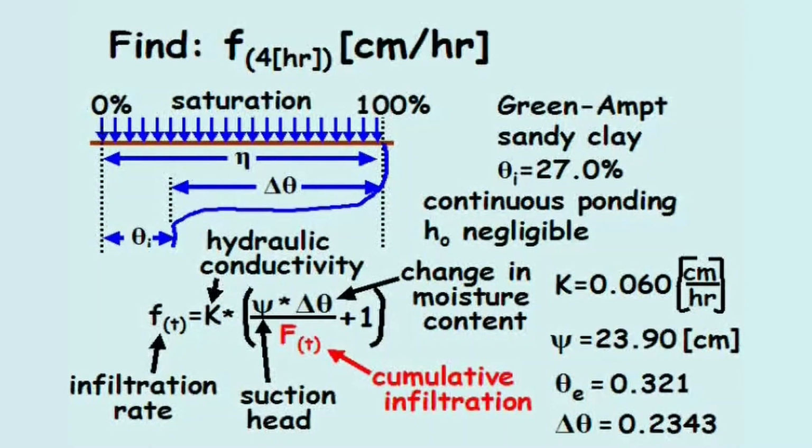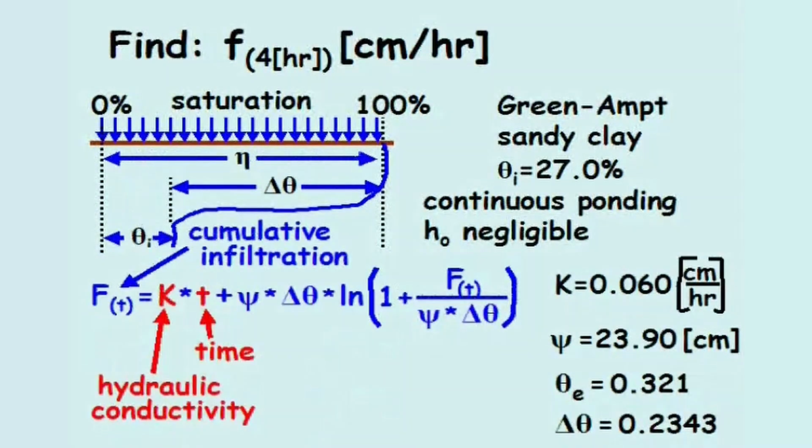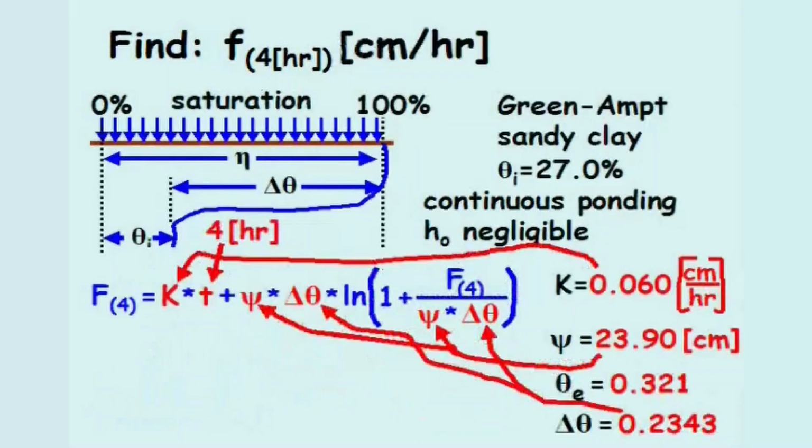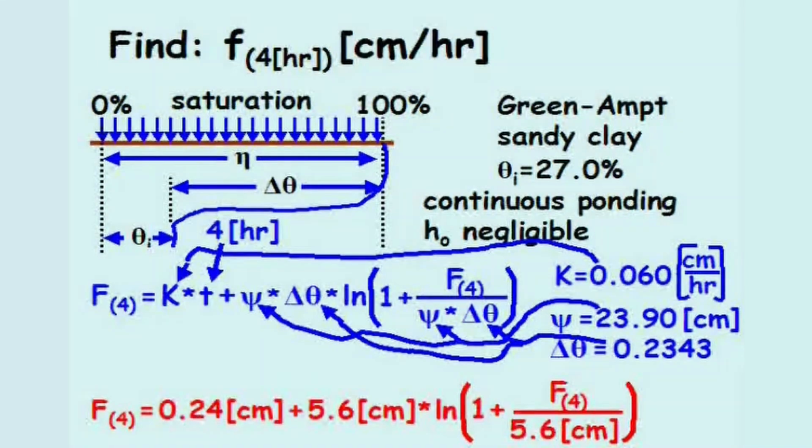The cumulative infiltration at a time t equals the hydraulic conductivity times the time plus the suction head times the change in moisture content times the natural logarithm of the quantity 1 plus the cumulative infiltration divided by the suction head times the change in moisture content. Plugging in the known variables, the equation reduces down to F sub t equals 0.24 centimeters plus 5.6 centimeters times the natural logarithm of 1 plus F sub t divided by 5.6 centimeters.